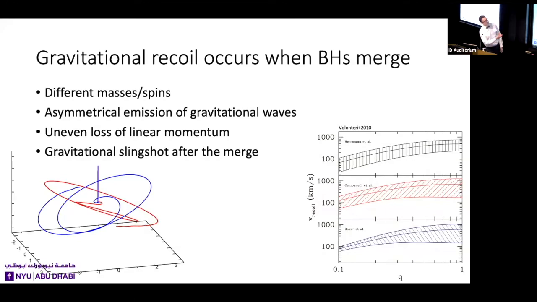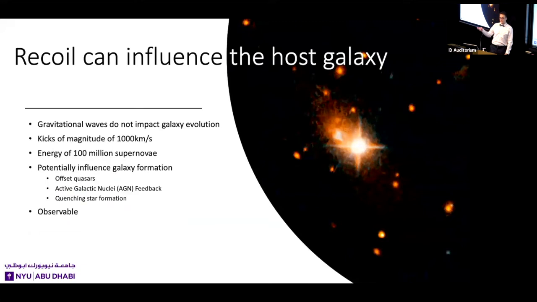And you can see plots on the right presenting different models. Those velocities can reach like 1,000 kilometers per second for aligned spins, and if we have unaligned spins, it can be even up to 5,000 kilometers per second. But why should we study gravitational recoil rather than gravitational waves? We all heard about gravitational waves, Nobel Prize, big things. Because gravitational recoil actually is visible in galaxies, and gravitational waves do not impact galaxy evolution as much.